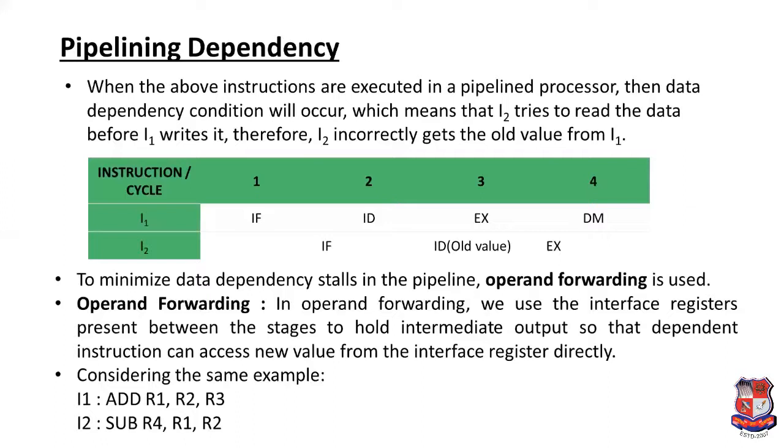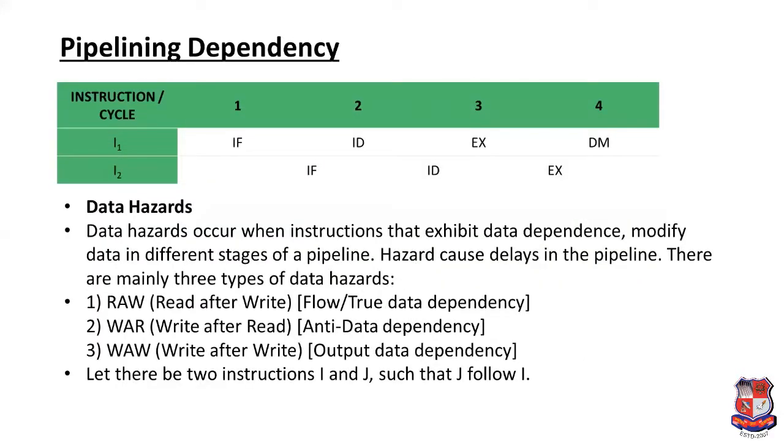That type of mechanism is known as operand forwarding. Consider the example: instruction 1 add r1, r2, r3 and instruction 2 subtraction r4, r1, r2. So here data hazards occur when the instructions that exhibit data dependence modify data in different stages of the pipeline. Hazards cause delay in the pipeline.